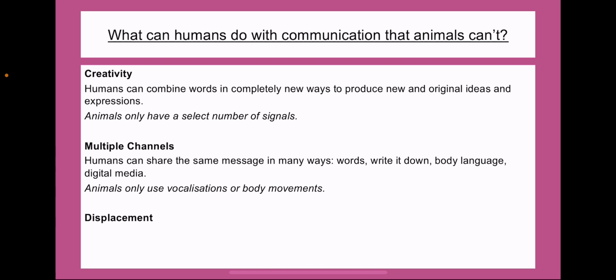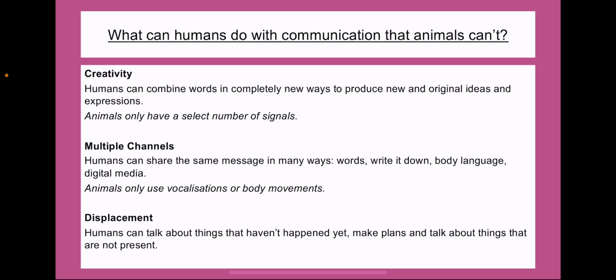And finally, I think this is the easiest one, displacement. So what we can do as humans is we can talk about things that haven't happened yet. We can make plans for things that haven't happened yet, and we can talk about things that are not present. So basically, I always summarize this as we can make plans for the future, we can make arrangements. Animals can't do this. Animals can't talk about things or communicate about things that haven't happened. They can't make plans. They are kind of just acting on instinct. We very much can. We can arrange to meet up at the weekend. We can arrange to talk about things that we might do next year and start to make plans.